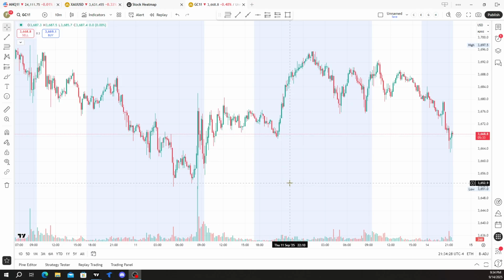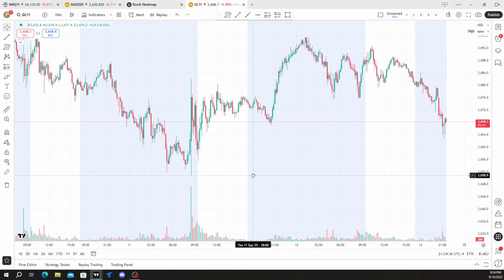We are going to test different indicators. Some are paid, some are free. So let's jump into the indicators. This is a gold futures chart.